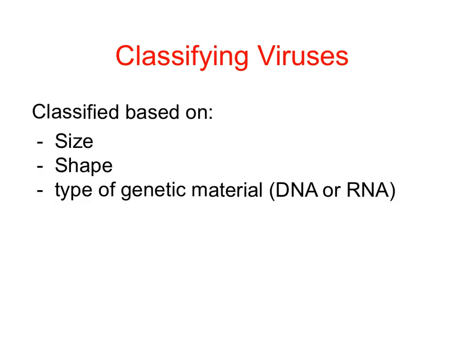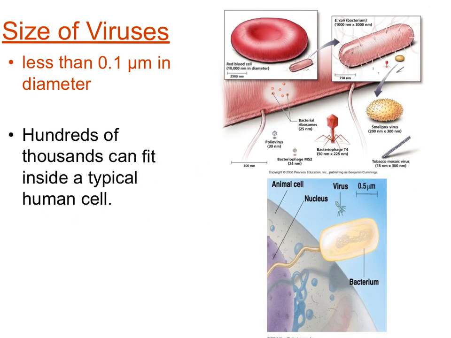When we go to classify viruses, we do it based on a few different things: size, shape, and type of genetic material. Now, it's important to know that viruses are really, really small, like super small. If you take a look at these images, so over here, we have an animal cell right here. That's what that is.